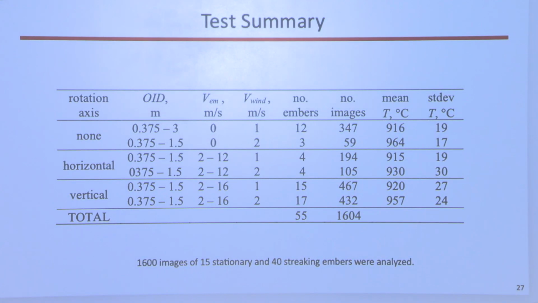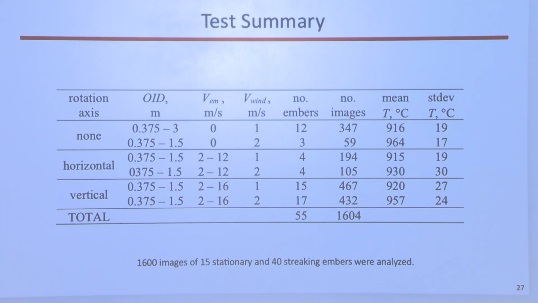This is the test summary, so it was a large number of tests. It was 1,600 images of 15 stationary, 40 streaking embers. So it's kind of a busy test summary there that shows our velocities, 1 and 2 meters per second for the wind, and up to 12 meters per second for the streaking velocity. We spun the camera on the horizontal axis and the vertical axis to make sure that there was no impact of the axis. And in the end here, the last 2 columns, the mean temperature is not that different from the stationary ember, and the standard deviation is also similar.